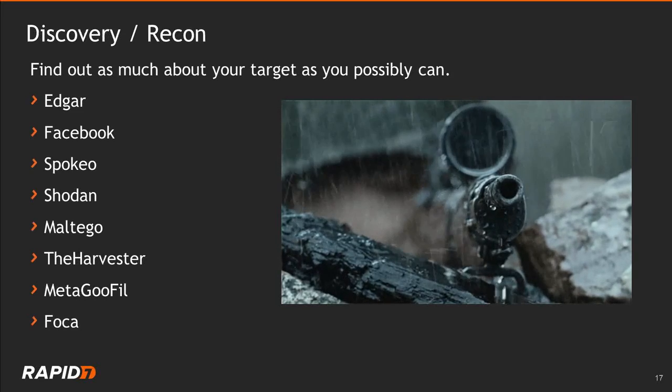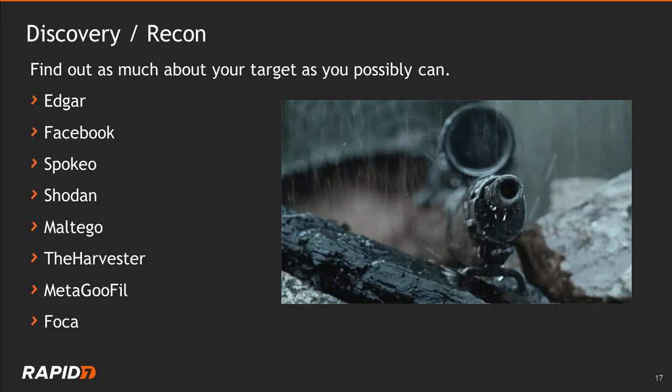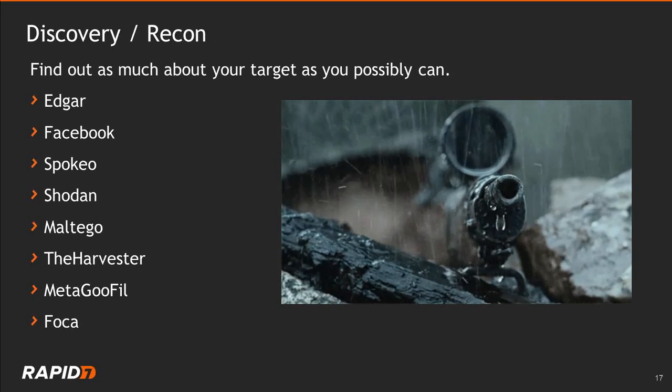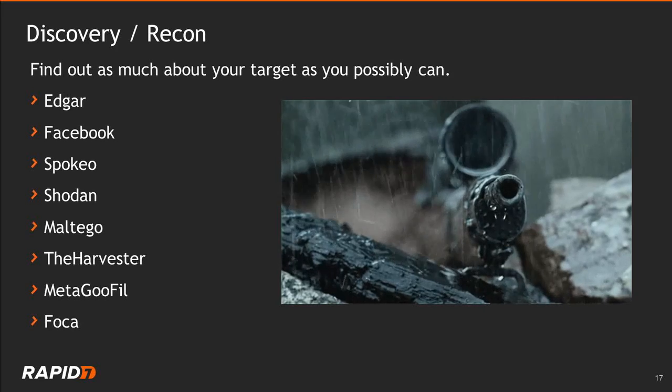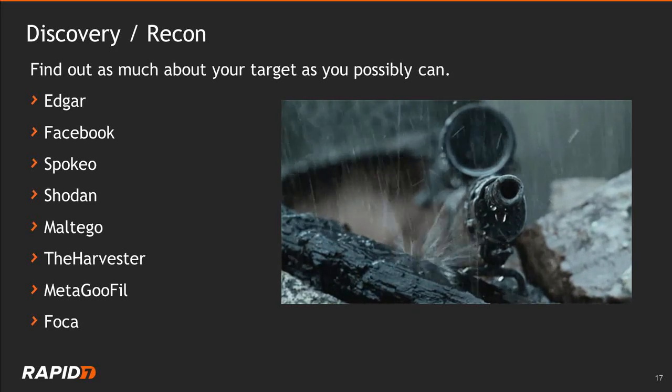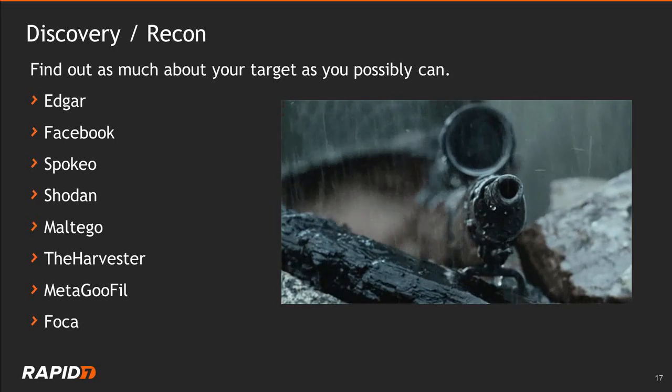You want to use EDGAR to find the business listings and get the names of executives and the address of the business out of the SEC filings. That'll give you some really good top-level information. Facebook is a great thing to scrape to see if people have public profiles where they openly say where they work. Spokeo is a wonderful people searching tool that'll help you match addresses to names to phone numbers.